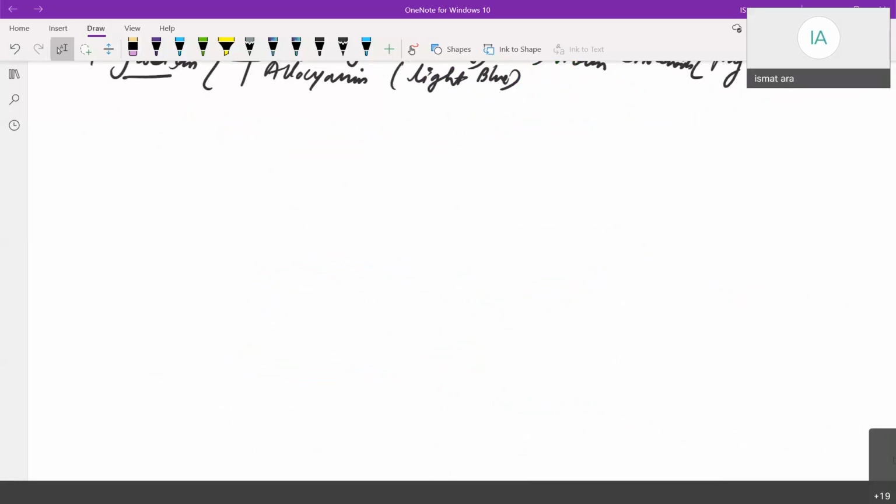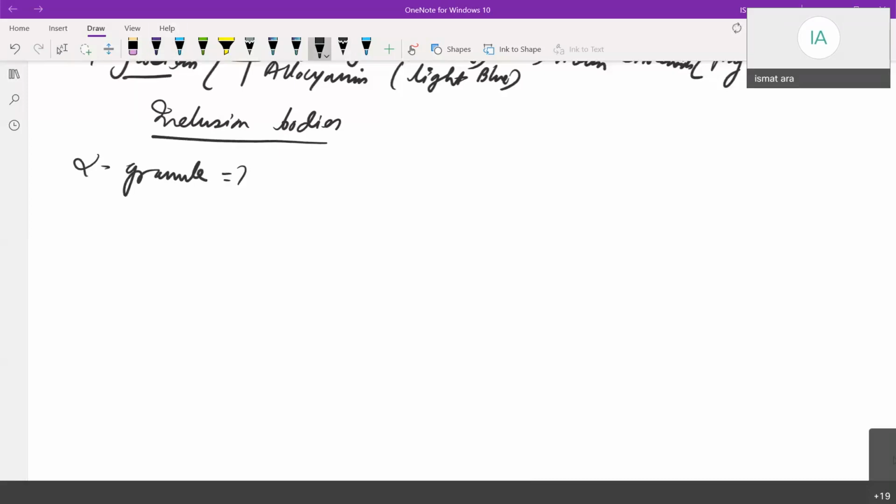Now what are the inclusion bodies present in cyanobacteria? Inclusion bodies, student, means storage material. I have already told you. Inclusion bodies mean storage material. Like alpha granule, they store mixopycin starch. Then beta granule, they store fat.